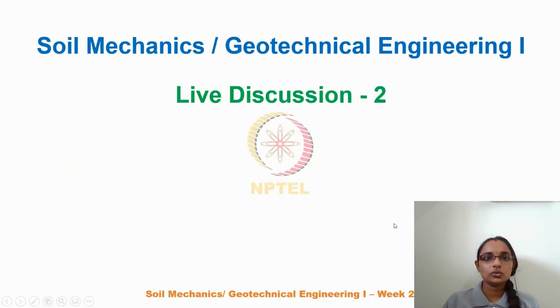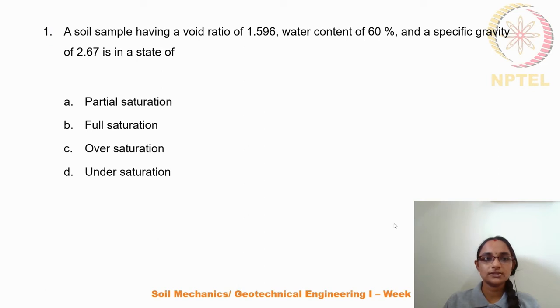All right. So, first question for today's discussion is: a soil sample having a void ratio of 1.596, water content of 60%, and a specific gravity of 2.67 is in a state of: option A, partial saturation; option B, full saturation; option C, oversaturation; option D, undersaturation.